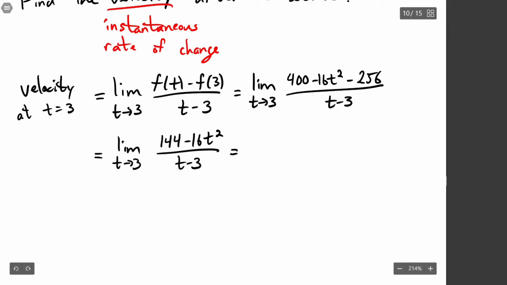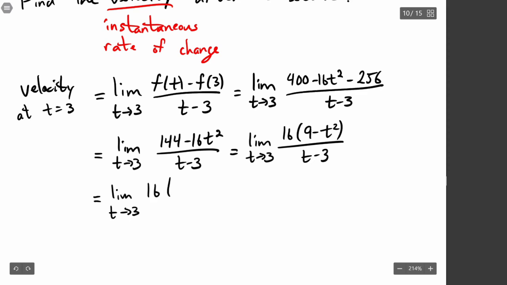Okay. So 144, so let's factor out the 16 on top. Right. So it's going to be 9 minus t squared over t minus 3. Right, so keep factoring. Limit t goes to 3. So we get 3 minus t, 3 plus t. Alright, over t minus 3. So simplify this. So this and this will cancel. We'll put a 1 or minus 1 there and a 1 here.